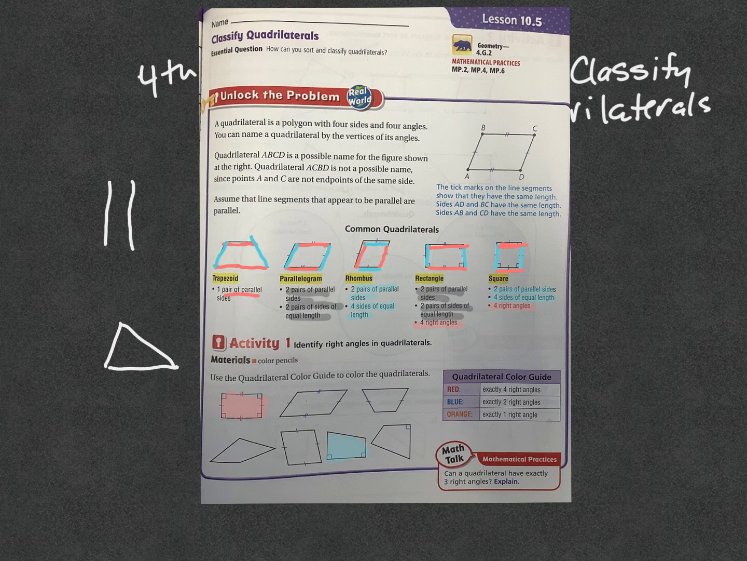And one right angle, we're going to make it orange. I don't know if I have orange. I'll do yellow instead. And they ask us this question: can a quadrilateral have exactly 3 right angles? Notice we did 4, 2, and 1, but what about 3 right angles?